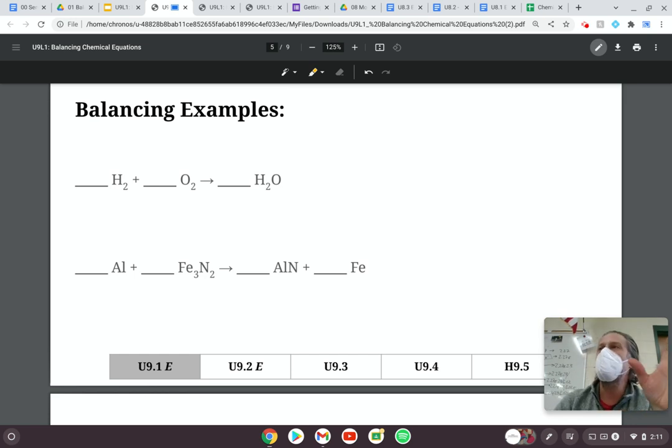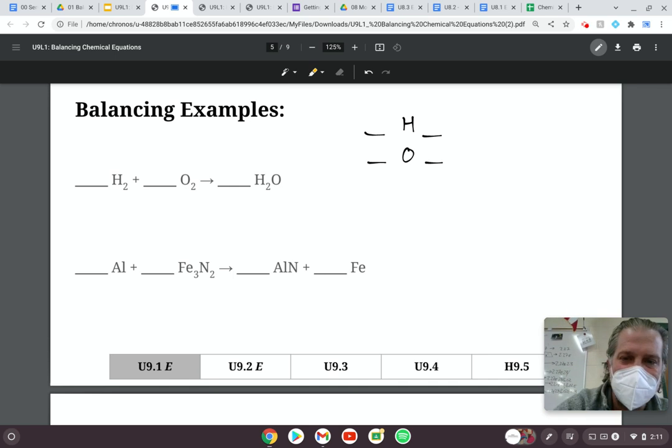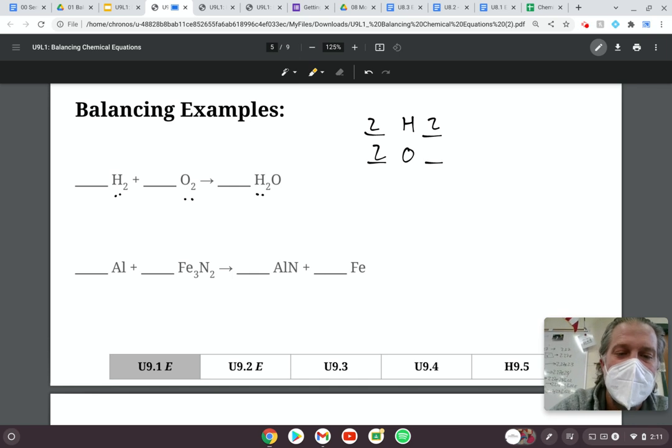Step 1, I identify all of the elements on the reactant side and the product side, and I write them in a set of columns. So in the case of the first reaction, I have H and O on the reactant side, and H and O on the product side. I then count the number of atoms of each. In the case of hydrogen on the left side, there's 2 of them, 1, 2. In the case of oxygen on the left side, there's 2 of them, 1, 2. And in the case of hydrogen on the product side, there's 2 of them, 1, 2, and there's 1 oxygen. Does that make sense?